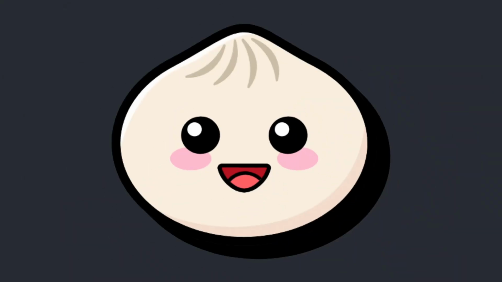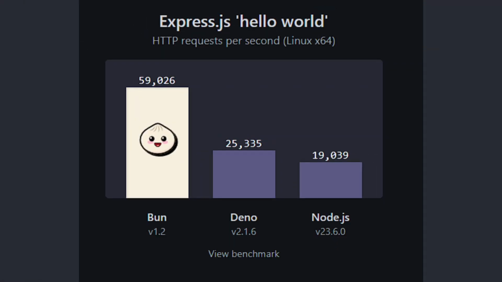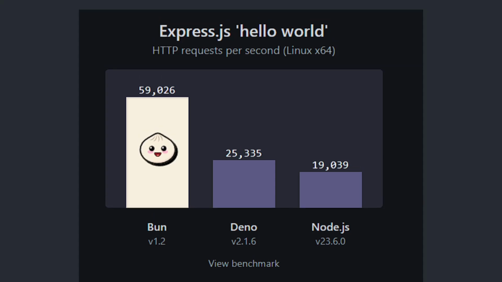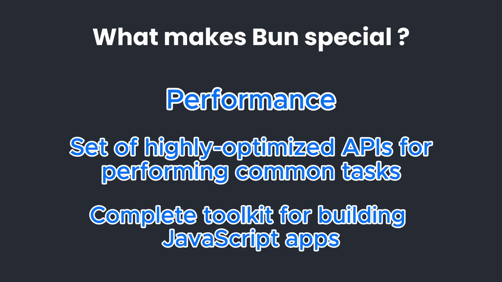Bun is a blazing fast, all-in-one JavaScript runtime that aims to replace Node.js, offering better performance and a more enjoyable developer experience. In this video, we're going to dive into what makes Bun special and why you should care.